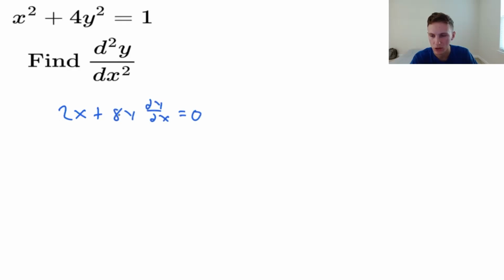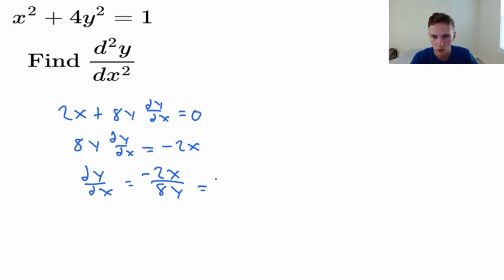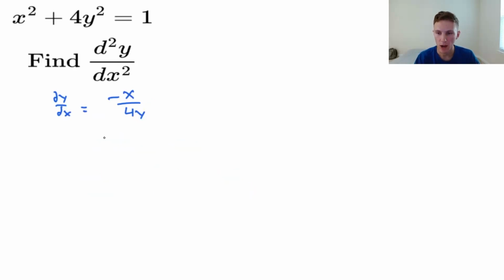So then we're just going to solve for dy/dx. So that'll be 8y dy/dx equals negative 2x. And then we divide out by 8y. So dy/dx equals negative 2x over 8y, which is going to equal negative x over 4y. So now we need to take the derivative of dy/dx to get d2y/dx squared. So let's take that derivative now.